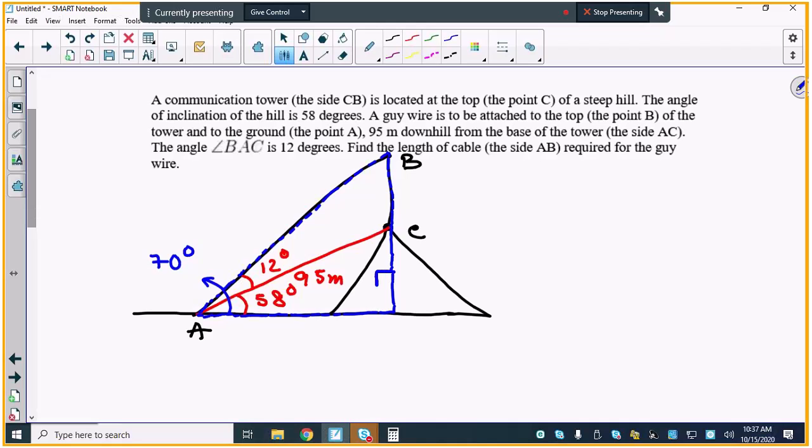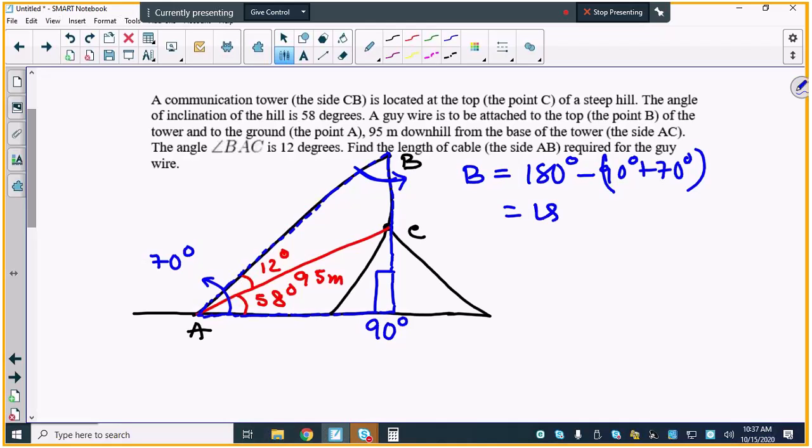Well, you already know this angle is 90 degrees. So what I am telling you now, you have a right angle triangle where you know two of the angles. So it is your work now to find out the third angle B. Well, what is B? B is 180 degrees minus 90 degrees plus 70 degrees. So it is 180 degrees minus 160 degrees, and that's 20 degrees. So now I know this angle is 20 degrees over here.